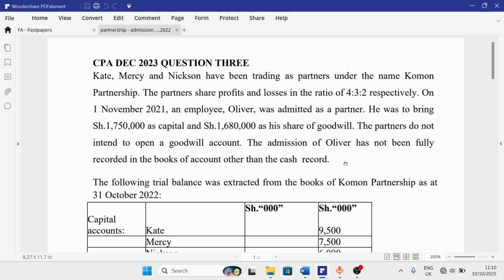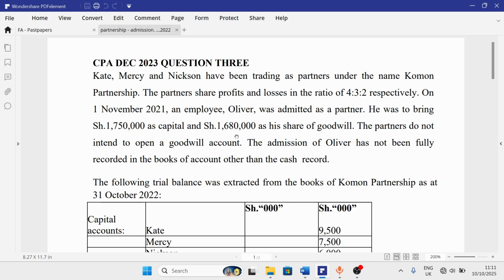The other thing is that here the goodwill was paid in form of cash. So notice what this sentence says. He was to bring 1750 thousands as capital and 1680,000 as his share of goodwill. So here the goodwill is being paid in form of cash, but if you know how to account for this, it should not be a problem.